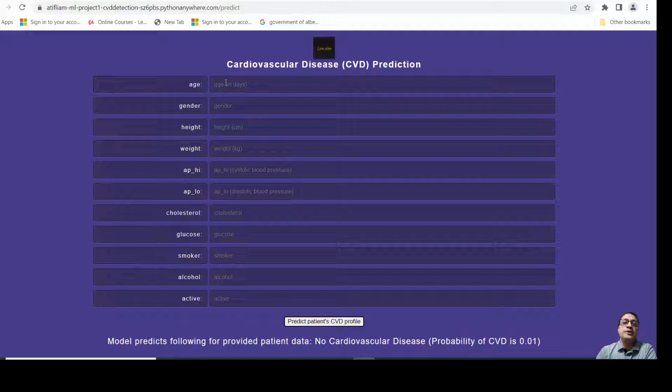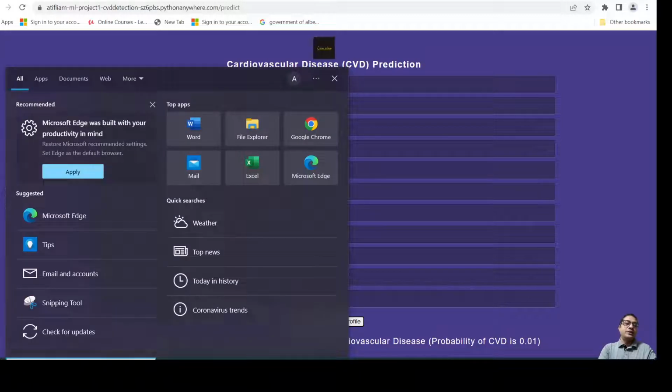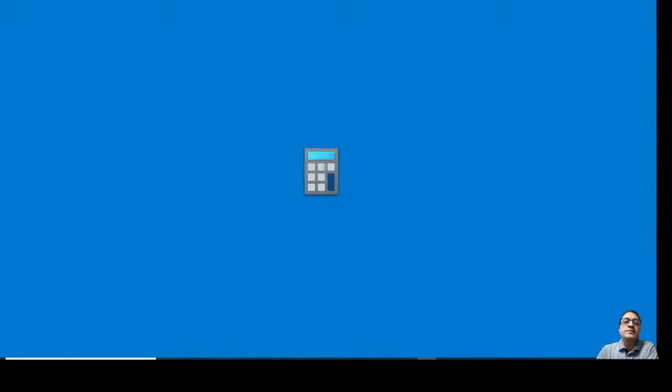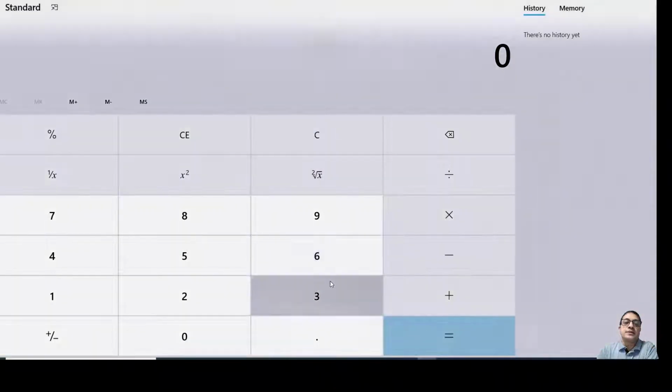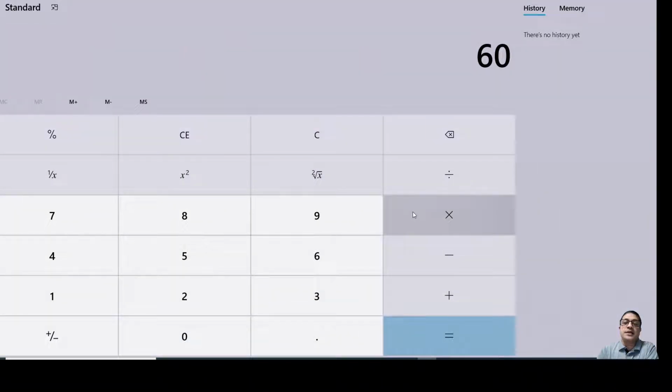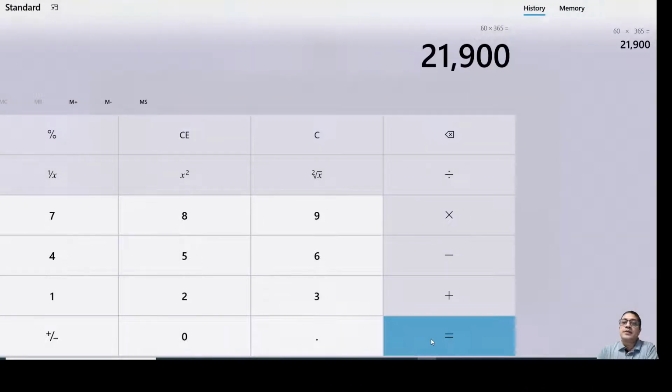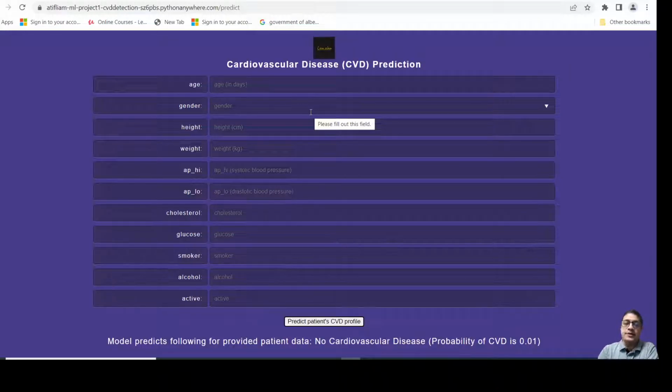So here I'm talking about a 60-year-old man, perhaps. So I'm just going to bring up my calculator here, and let's look at 60 times 365 days. We are looking at about 22,000 days. So let's just plug in 22,000 for days. Gender, I'm just going to say male this time.